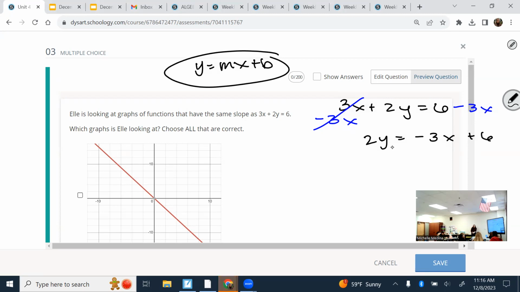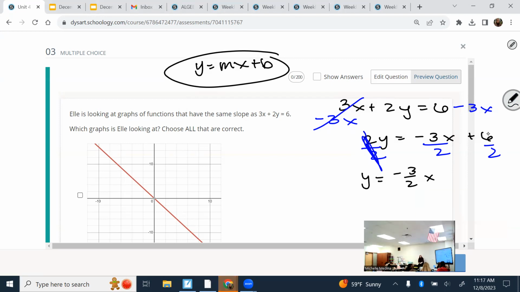All right, but the y is still not alone. So now you have to undo that. How do you cancel multiplying by 2? Good. And don't forget to do it to both terms on the other side. And then your slope is allowed to be a fraction, so you could just leave that. And it is already simplified. What's 6 divided by 2?